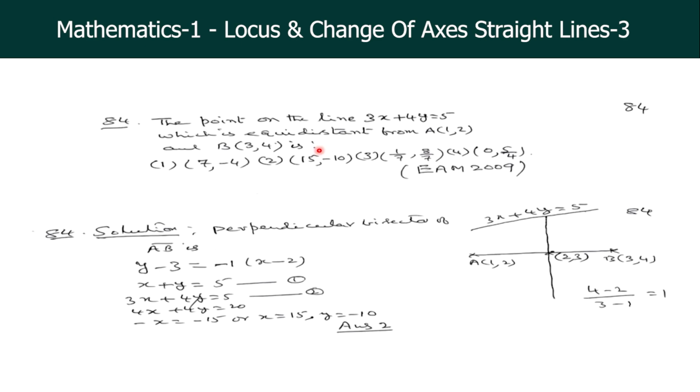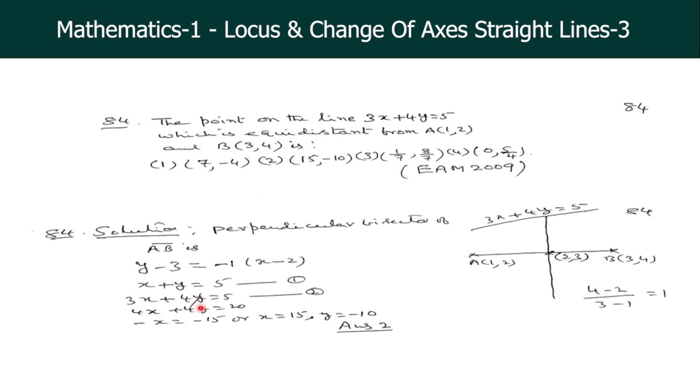The point on the line 3x + 4y = 5, which is equidistant from A(1, 2) and B(3, 4), is: 1, (7, -4); 2, (15, -10); 3, (1/7, 8/7); 4, (0, 5/4). This is again EAPCET 2009. You know that the perpendicular bisector of AB is y - 3 = -1(x - 2). So that is x + y = 5.